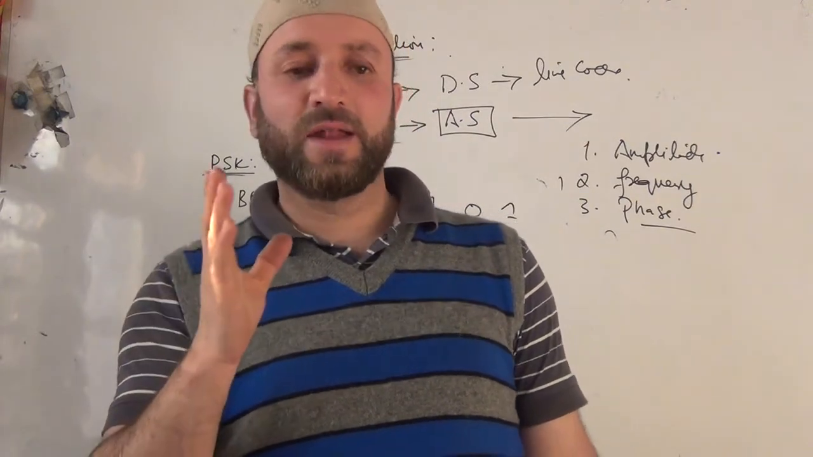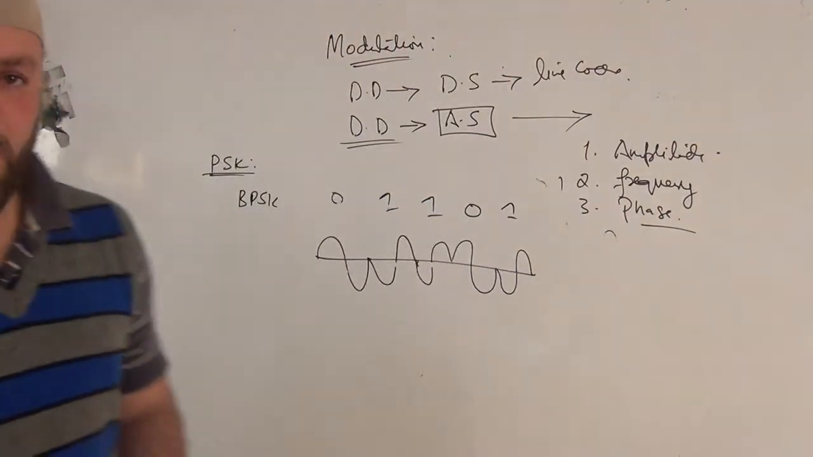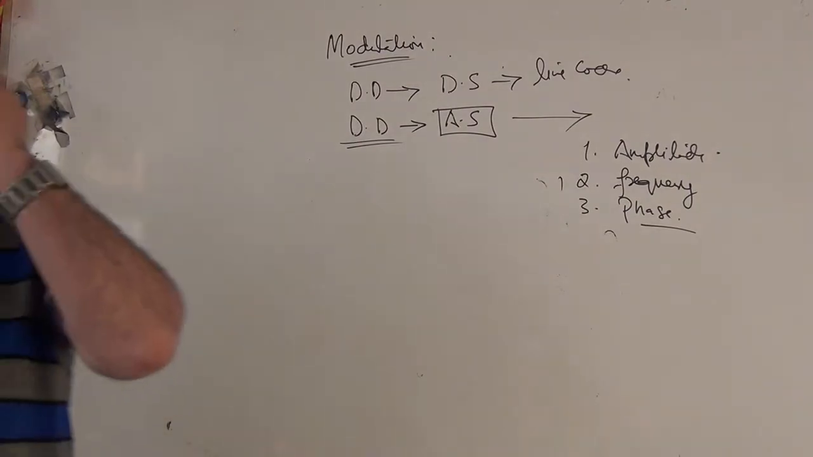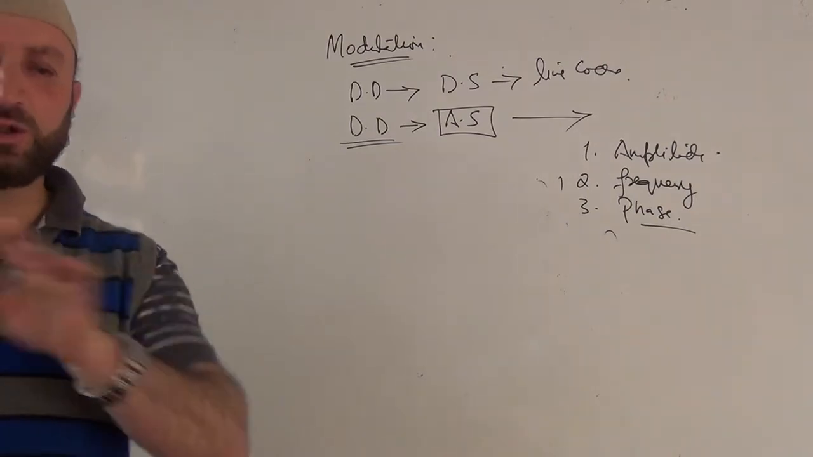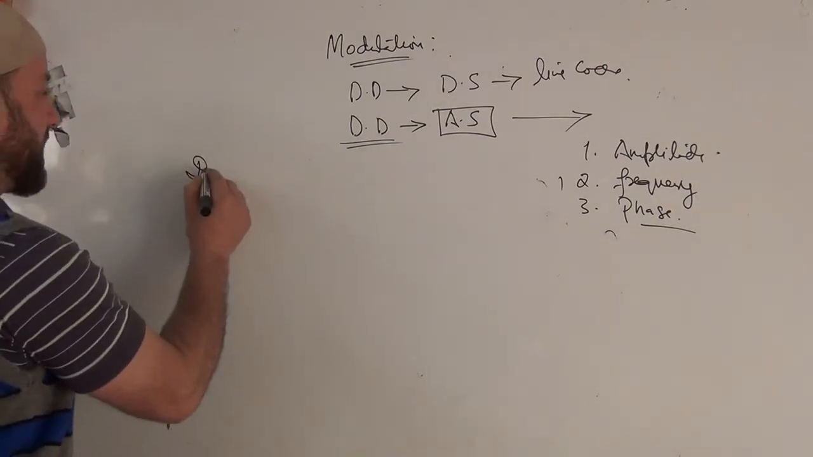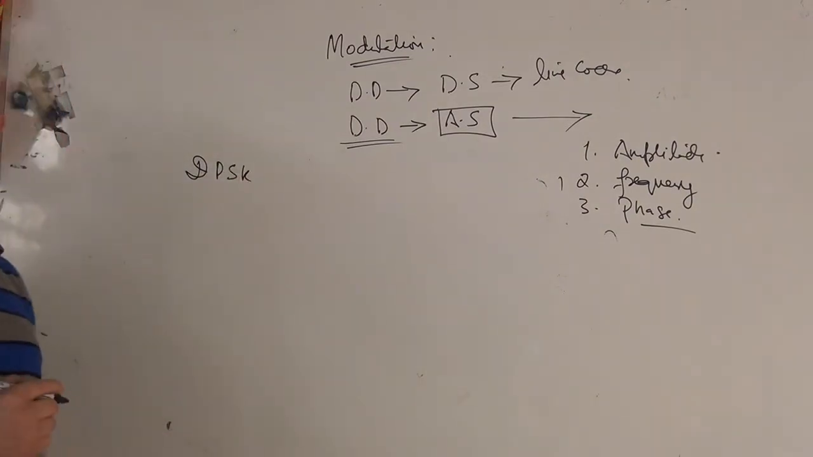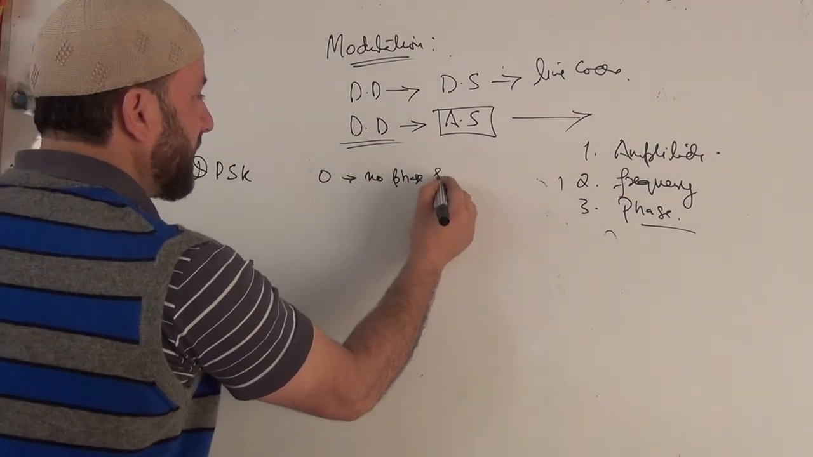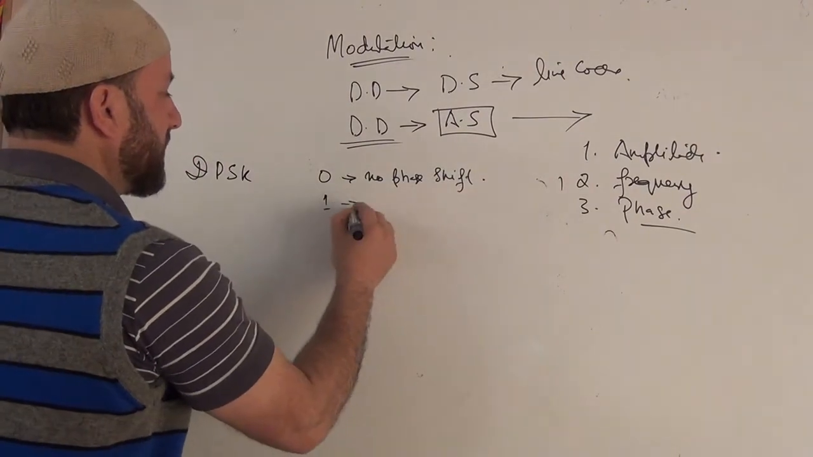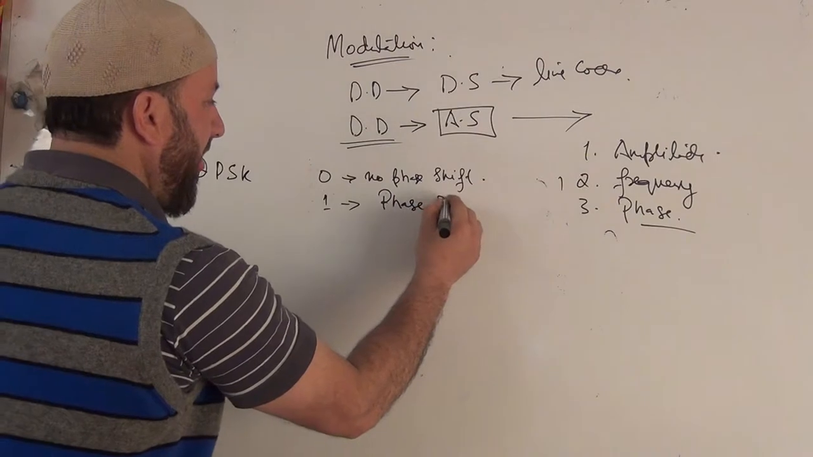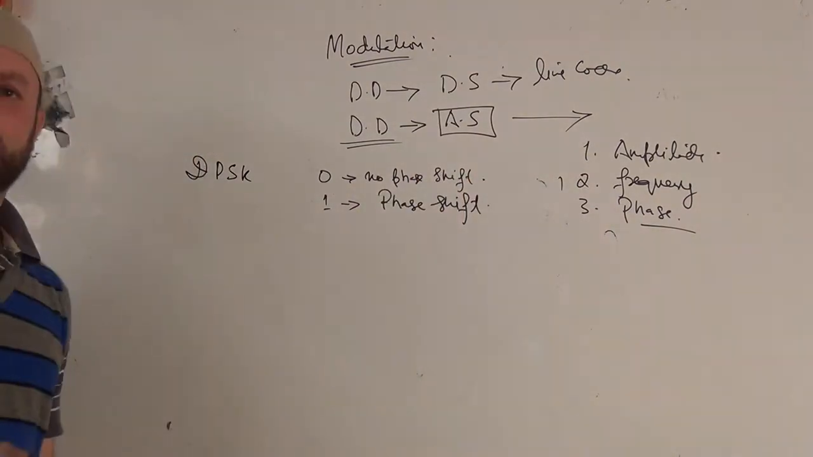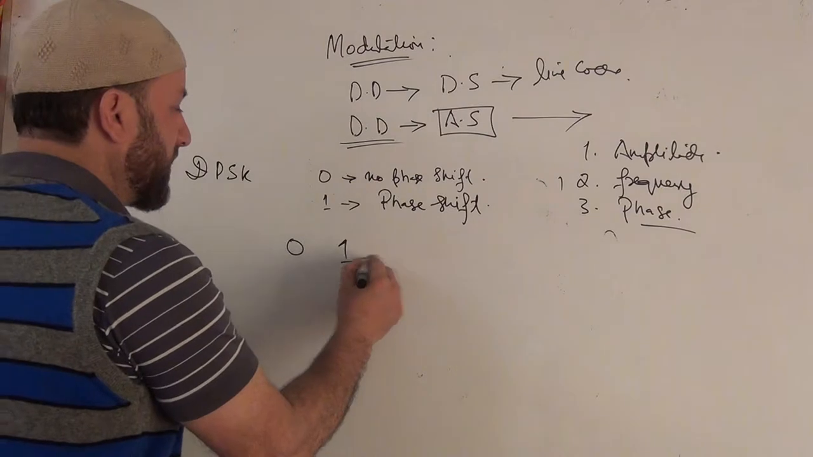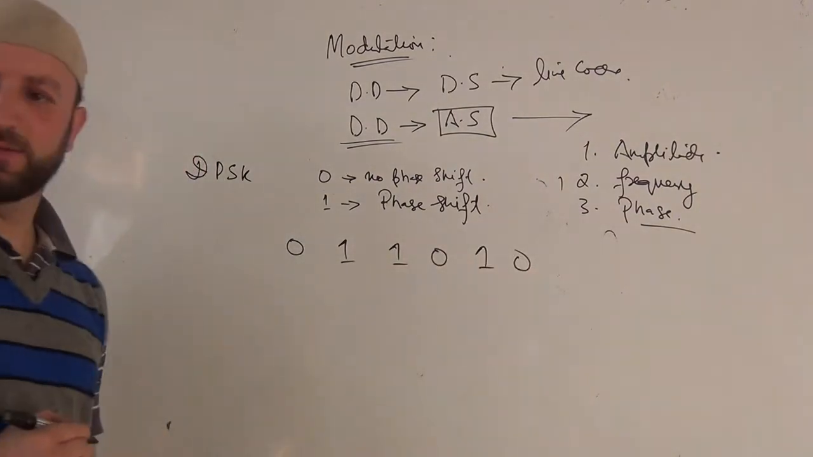And similarly here, we have differential PSK. What differential PSK is doing is, if we represent 1, then there should be a phase change. If there is a 0, there should be no phase change. So DPSK, differential phase shift keying: for 0, no phase shift. And for 1, you're going to do a phase shift.